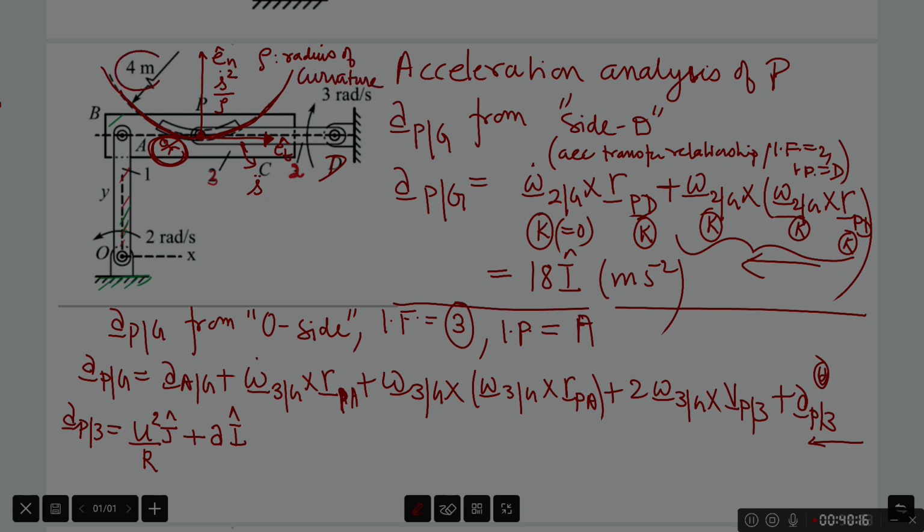And indeed it is given here. This is rho. Rho equals 4 meters. So this term, which is s dot square by rho, I am writing as u square by R. R is the radius of curvature and u indeed is s dot, or the speed of particle P with respect to this observer. Mind you, while doing the velocity analysis, we have already found u. u is a known quantity.